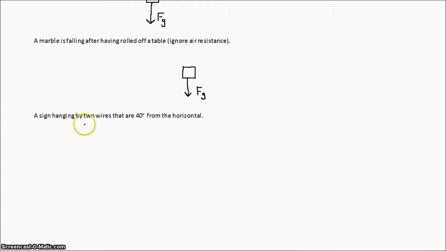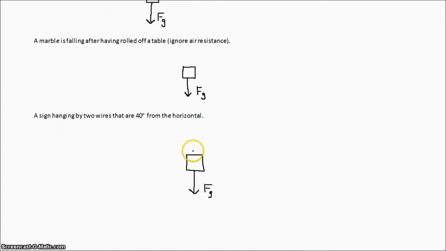In this case, we have a sign hanging by two wires that are 40 degrees from the horizontal. So to start with, we'll draw our sign, or rather a box that represents the sign. Gravity is, of course, pulling straight down. And now, this is where it gets a little tricky. We have our two wires that are 40 degrees from the horizontal. So they'll be coming out in this direction.